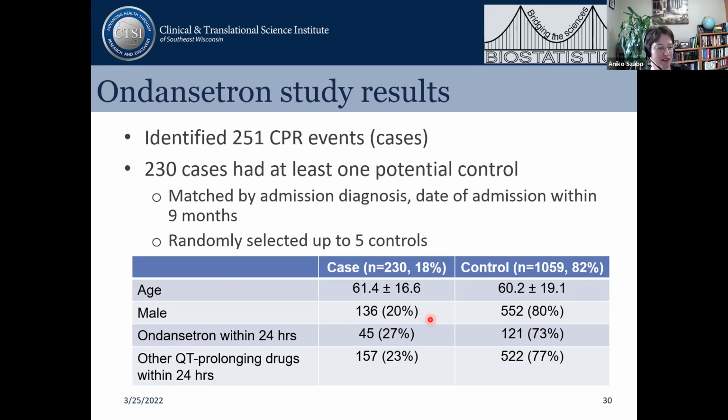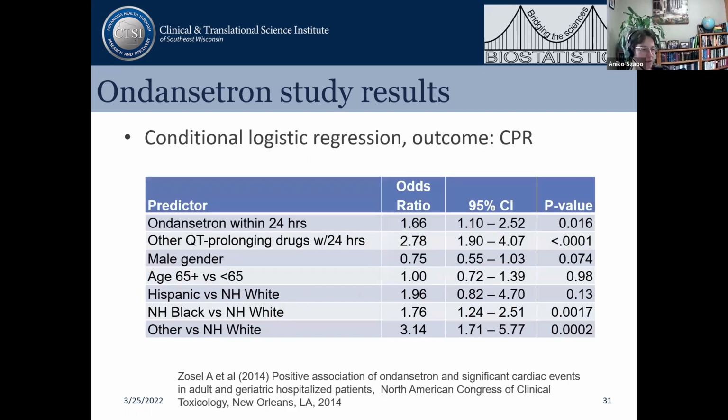Gender was not really male, didn't really have more. But ondansetron shows up 27% of the time, which is much higher than 18%. And other QT prolonging drugs, 23% versus 18%. So they appear to be higher, though these are not p-values yet.